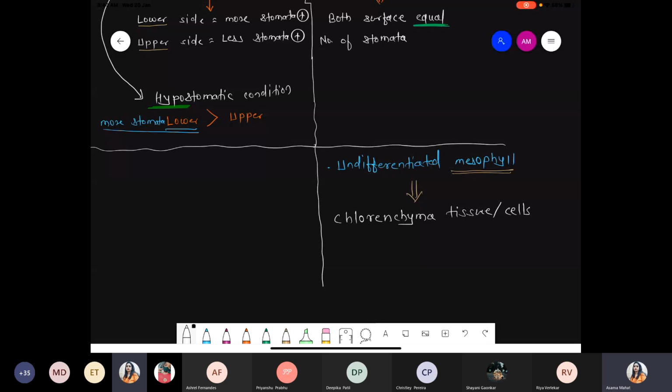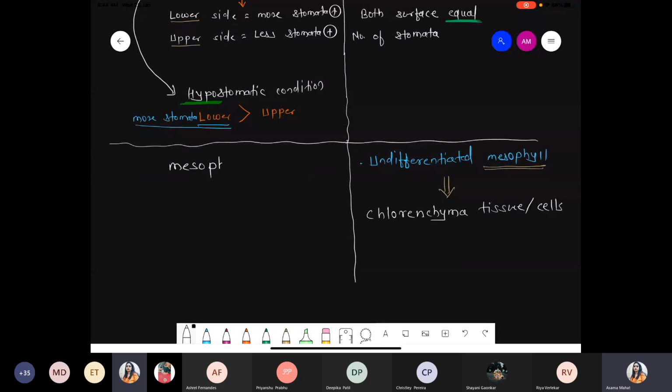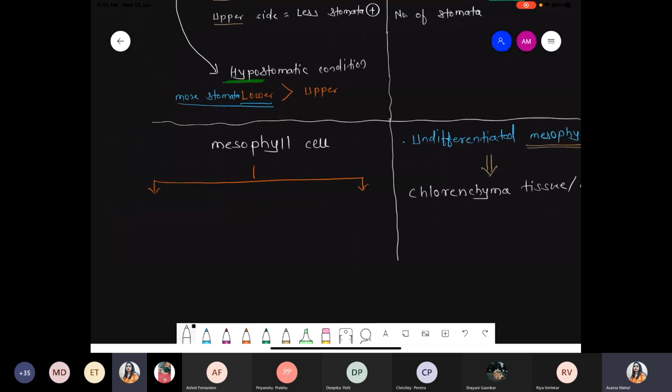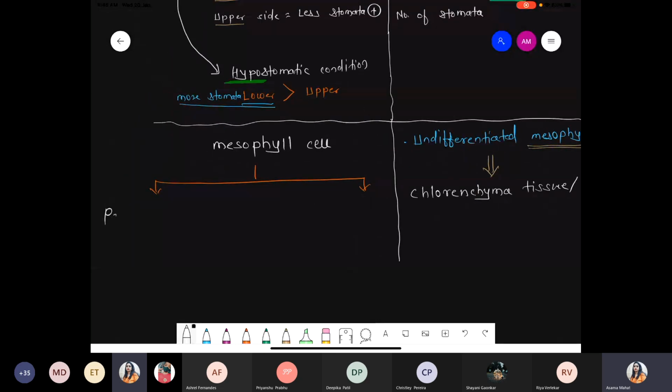But what happens when you compare this with the dicot? In the dicot, the living cells present, parenchyma cells, that is mesophyll cells, are basically differentiated into two parts. Two different types of mesophyll cells are present. Number one, the presence of palisade cells.